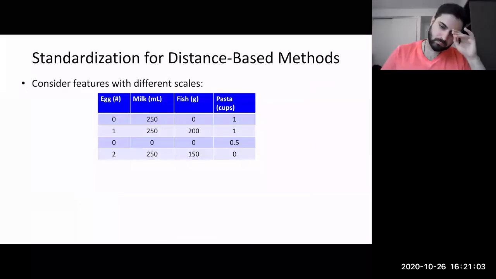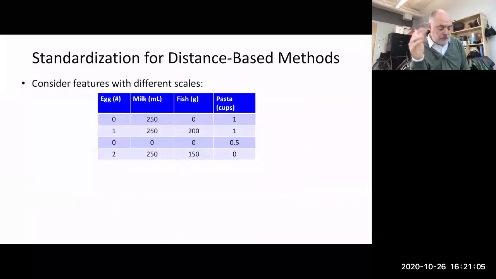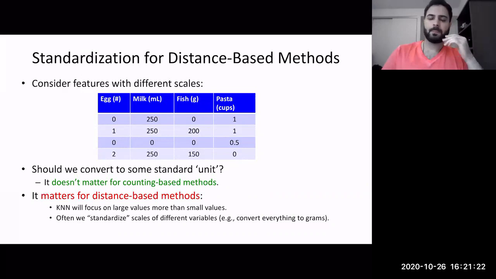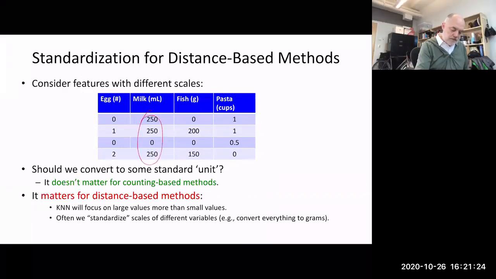We talked about standardization. I talked too long on that one. I won't talk so long on this one because we talked about this. We have features with different length scales, right? There's some question about whether or not we should convert to a standard unit. Regularization does matter here. This doesn't matter at all for counting-based methods. It does matter for distance-based methods. K-nearest neighbors will focus on large values, right? Like this is going to make a big difference for k-nearest neighbors, whereas this will not, right?